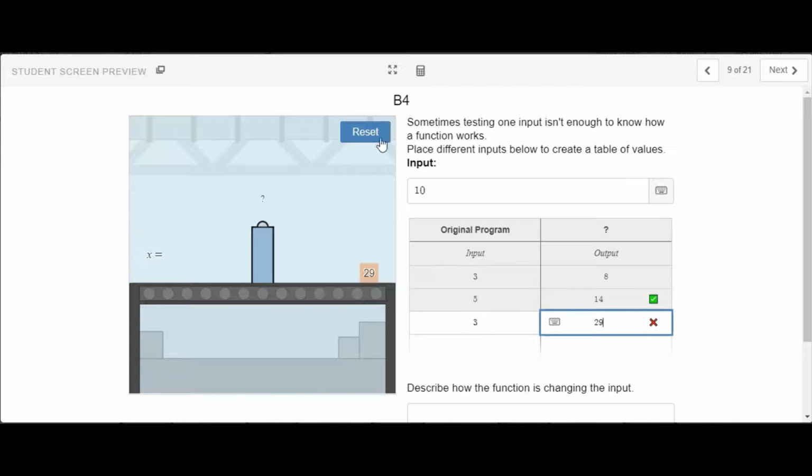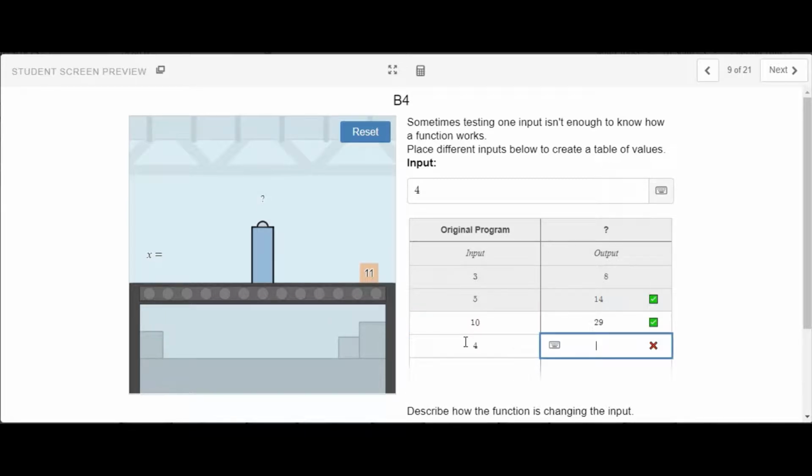All right, let's try another one. Let's reset my machine. Let's try 4. So 4 goes to the machine, and I get, oops, sorry, this should be 10. Right, I get 11 back out for 11.